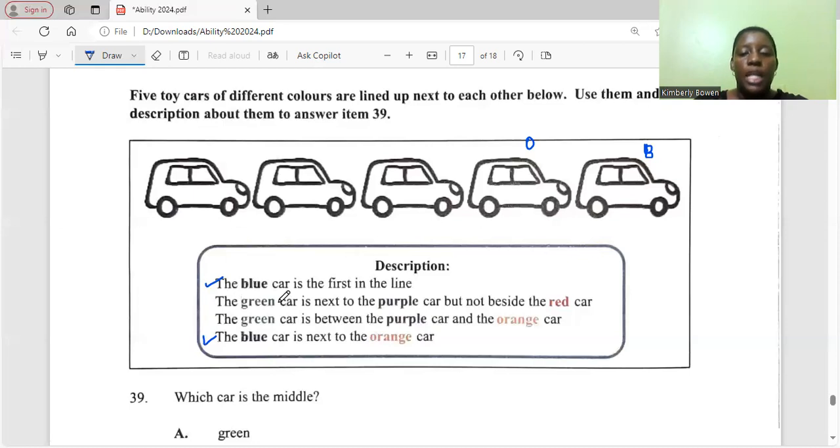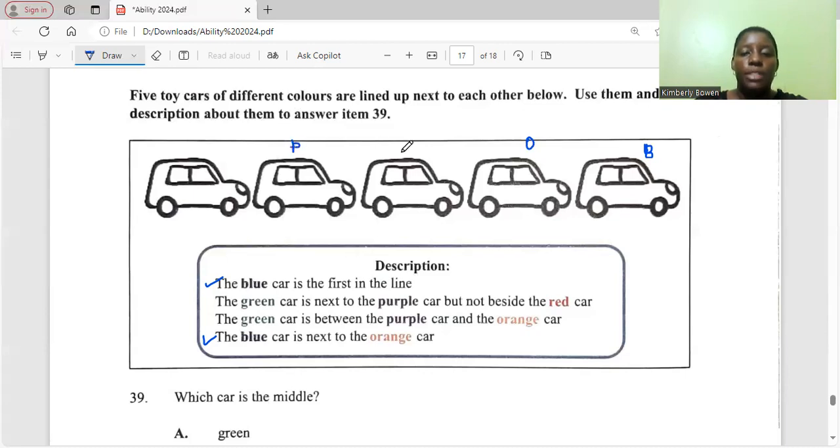So it said the green car is next to the purple car, but not beside the red car. Still not quite sure where to put this one as yet. Let me go to this one. The green car is between the purple car and the orange car. So I know the orange car is here. And if the green car is between the orange and the purple car, I can put the purple car here.